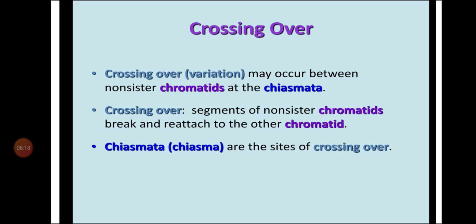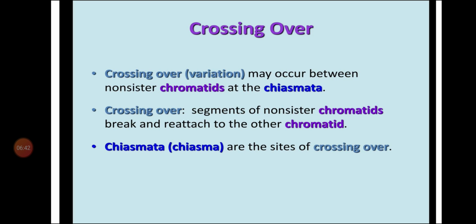Next term that you need to study is crossing over. Crossing over means it may occur between the non-sister chromatids at the chiasmata. Now what is chiasmata? Chiasmata means they are the sites of crossing over. Wherever you see crossing over taking place, that crossing over region is known as chiasmata.